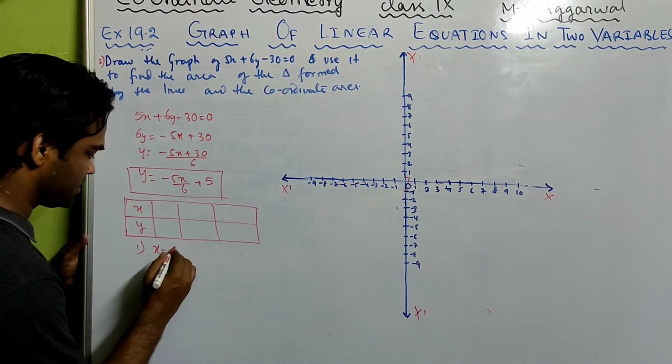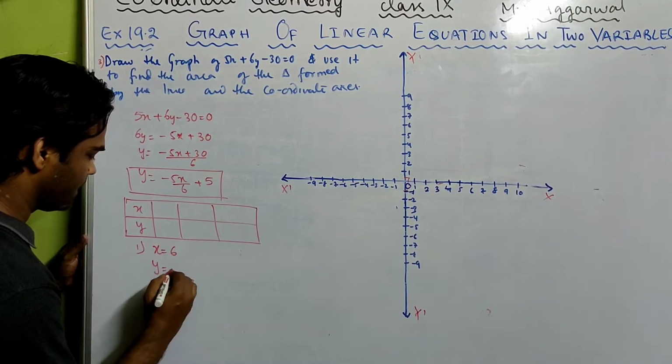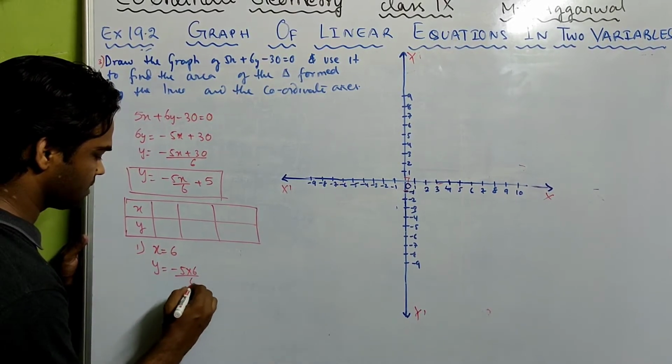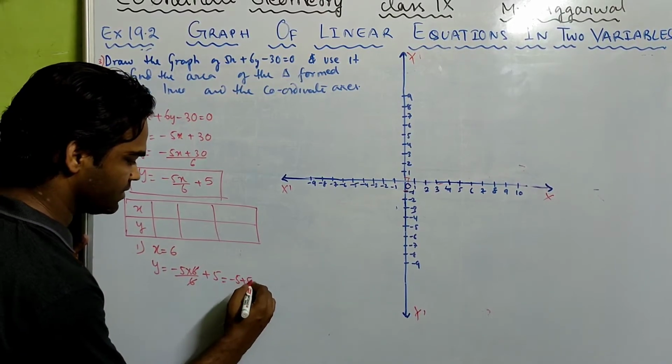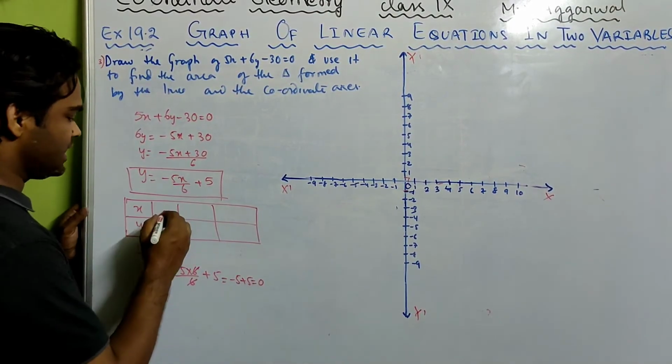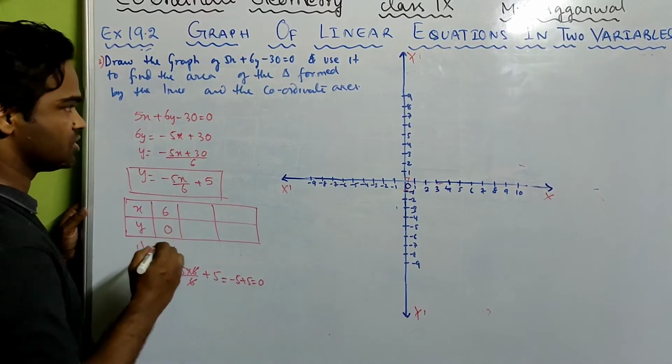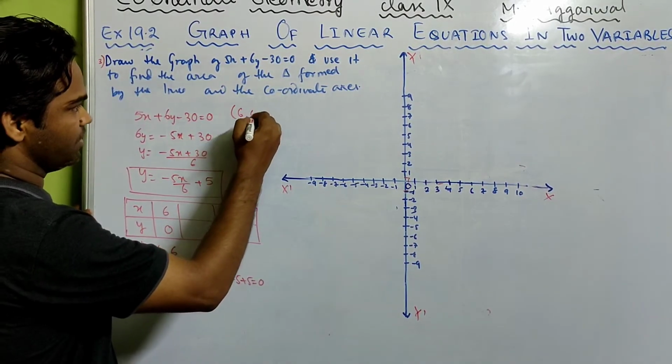Take x as 6. So what is y? Minus 5 into 6 by 6 plus 5. This cancels out. So minus 5 plus 5, that's 0. Which means when x was 6, y is 0. So that's your first point.